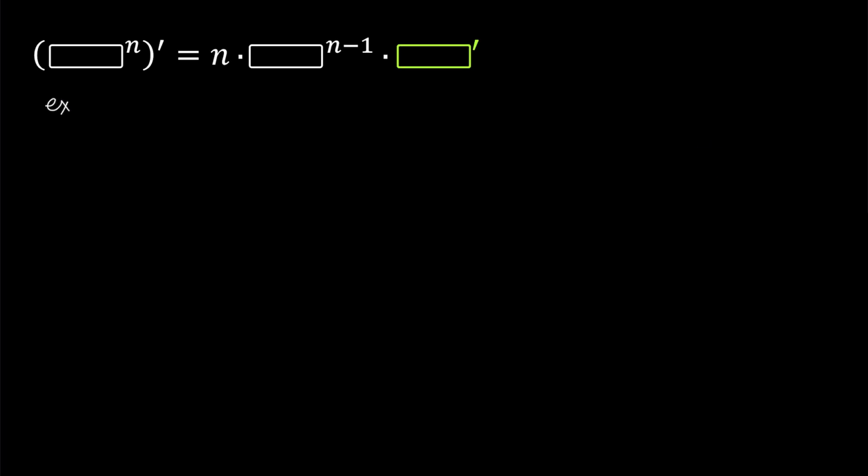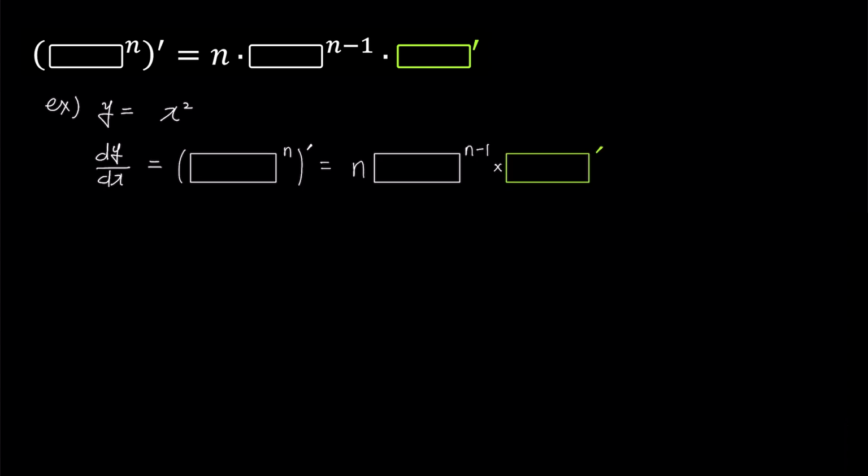Let's now differentiate our first example, y equals x squared. To find dy over dx, let's apply the formula mentioned earlier. Comparing it to our problem, we can see that x will be inside the box on the left side, and the exponent n will be 2. So on the right side, instead of n, we substitute 2. Inside the box, we write x, and for the exponent of the box, we put 2 minus 1.